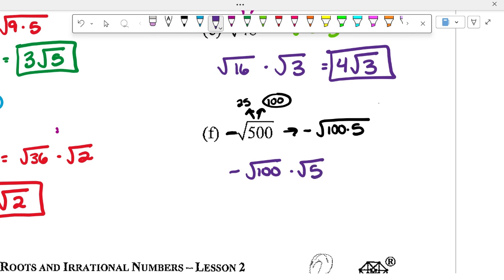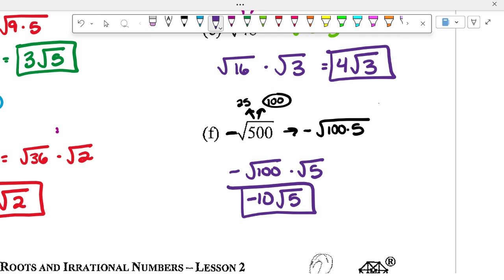What's the square root of 100? 10. Now, since this negative is on the outside, we're going to say this is negative 10. And still leave it as square root of 5. So don't apply the negative under the radical. But if there's a negative on the outside, just keep it on the outside. All right? So that's what this one would look like.